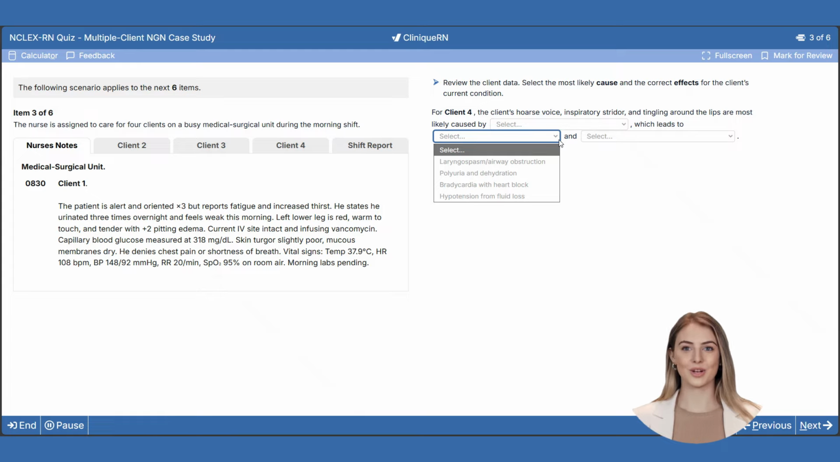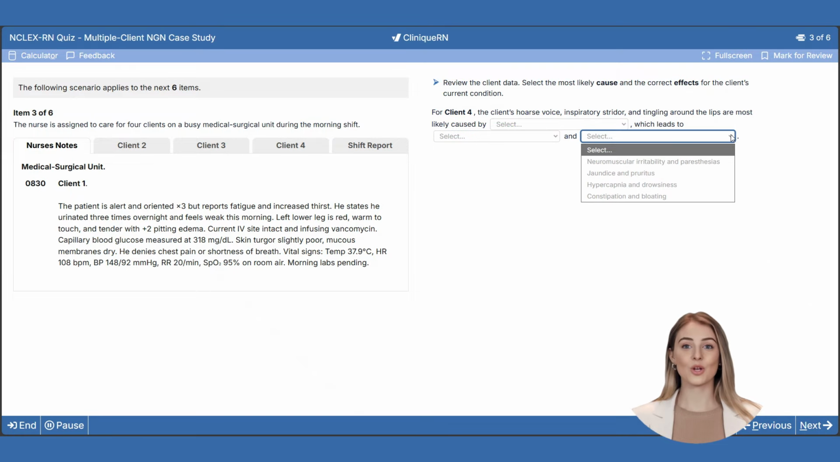2, polyuria and dehydration; 3, bradycardia with heart block; 4, hypotension from fluid loss; and 1, neuromuscular irritability and paresthesias; 2, jaundice and pruritus; 3, hypercapnia and drowsiness; 4, constipation and bloating.